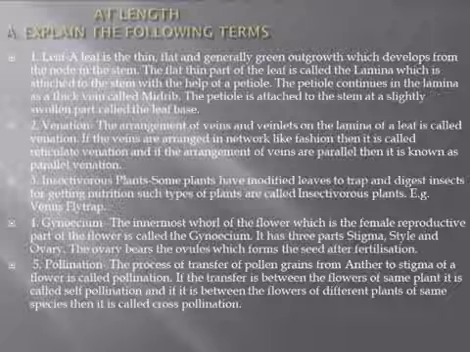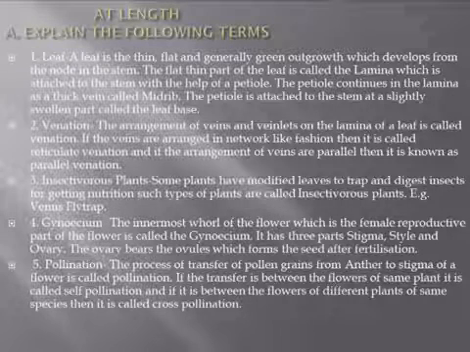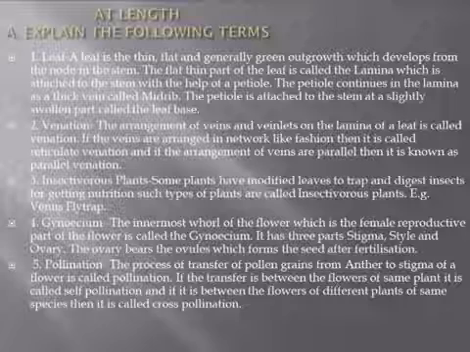Number 2 is venation. We all know that venation is the arrangement of veins and veinlets on the lamina. The veinlets are the small branches of the veins. Their arrangement on the lamina of a leaf is called venation. If the veins are arranged in a network-like random fashion, then it is called reticulate venation. And if they are arranged parallel to each other, then it is known as parallel venation.